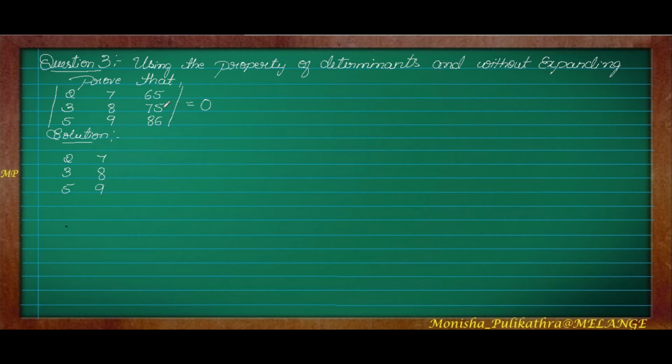Next in 65, 75 and 86, you just have to make some alteration. You know that 65 is also equal to 63 plus 2. 63 plus 2 is 65. Next, 75 is also equal to 72 plus 3. So 65 is equal to 63 plus 2, 75 is equal to 72 plus 3, and 86 is equal to 81 plus 5.